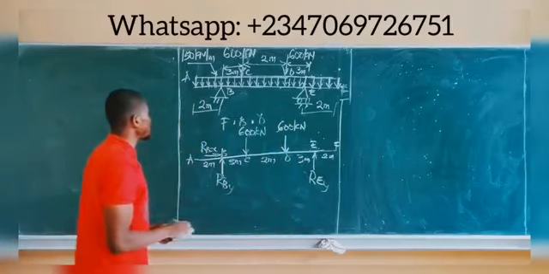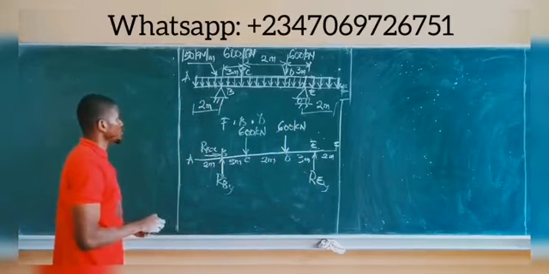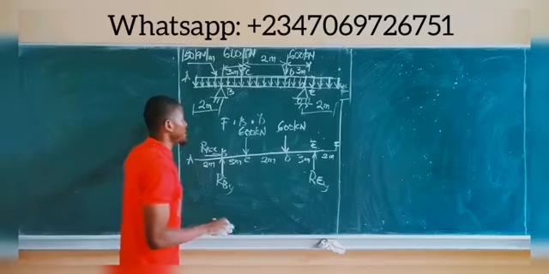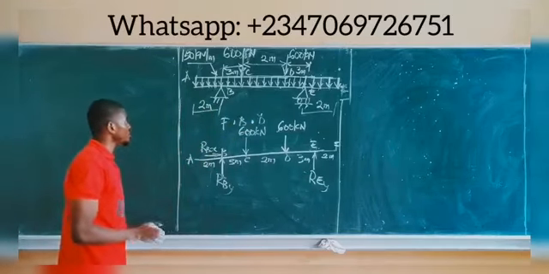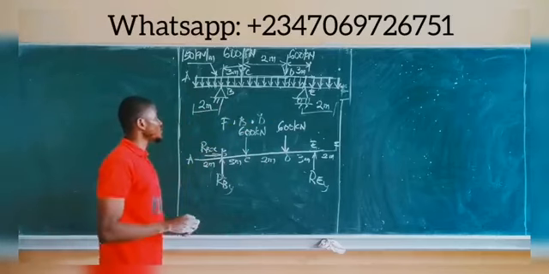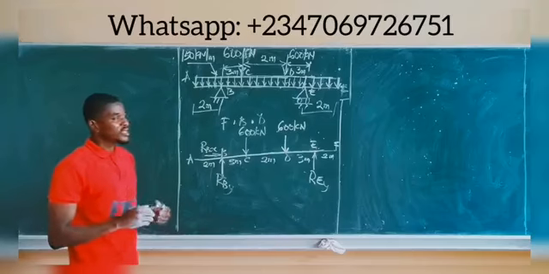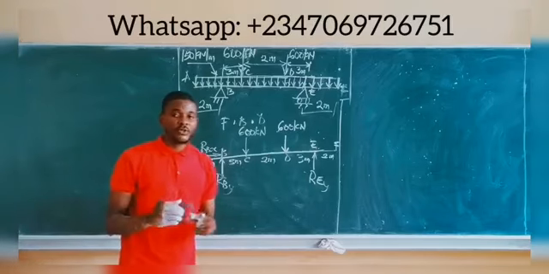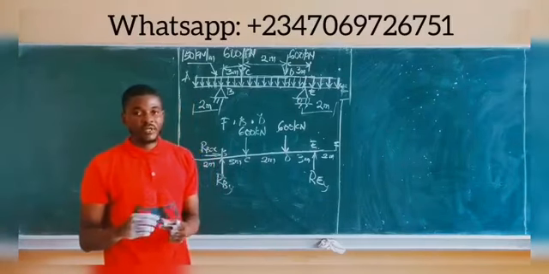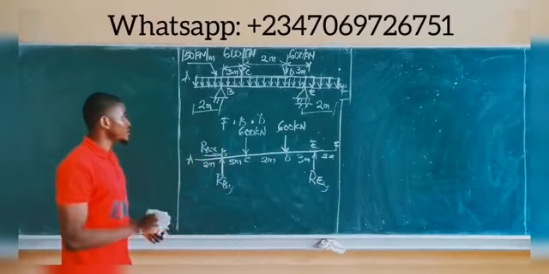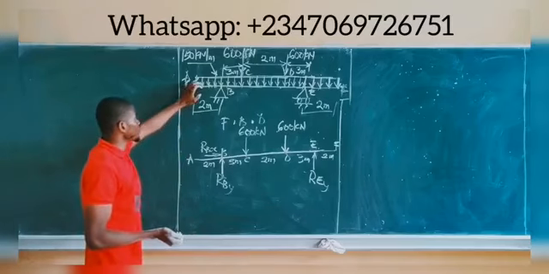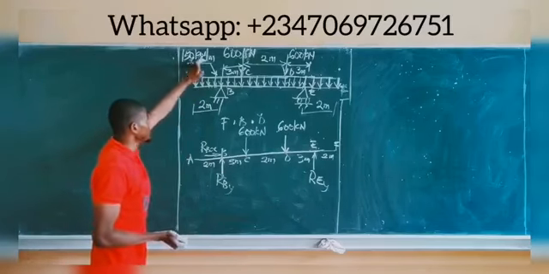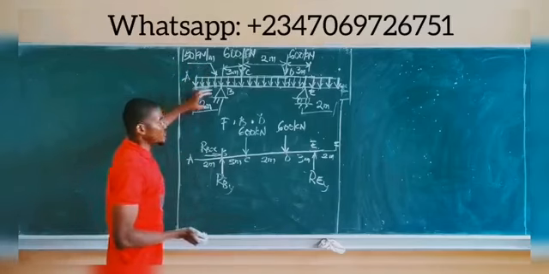But this beam actually carries a uniformly distributed load across the entire length of the beam. So there's a UDL across the entire length. And to convert the UDL to point load, simply multiply the value of the UDL by the length covered by the UDL. Since the length is across the entire beam, we multiply the UDL, which is 150 kilonewtons per meter, by the total length of the beam.